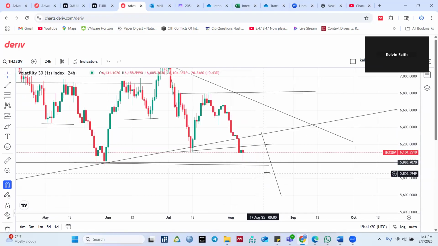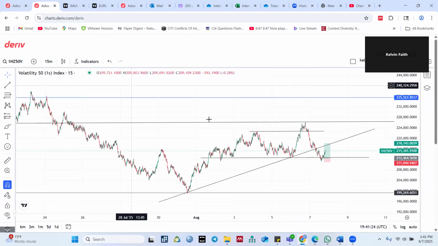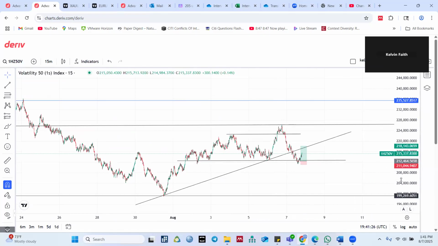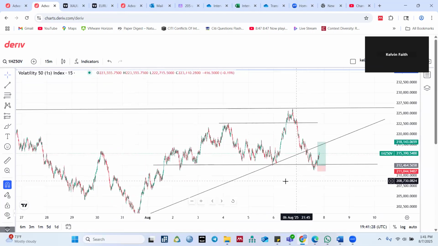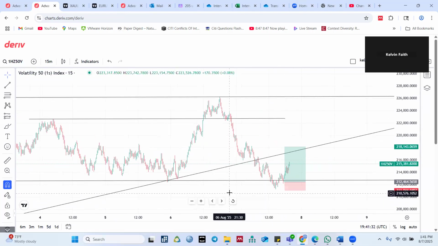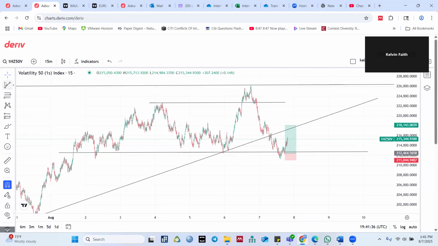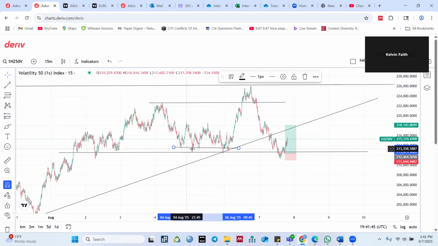Okay, so let me see. This is 15 minutes on 51S. This is a setup that I've taken. So let's see quickly. Price from here, from this range, let's see, price drop to take out all these lows.